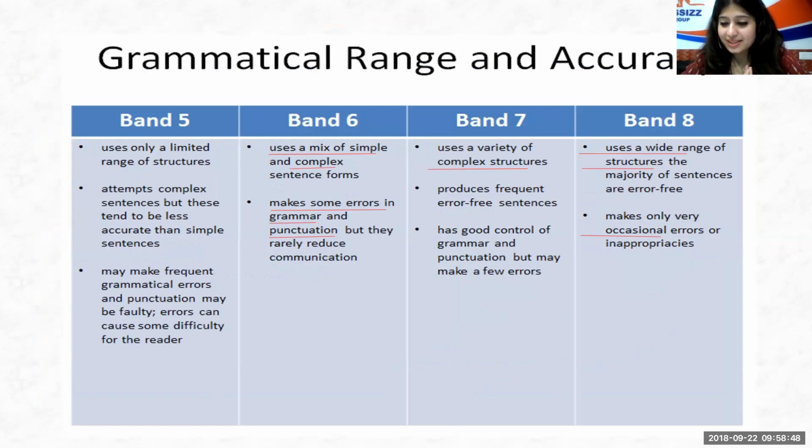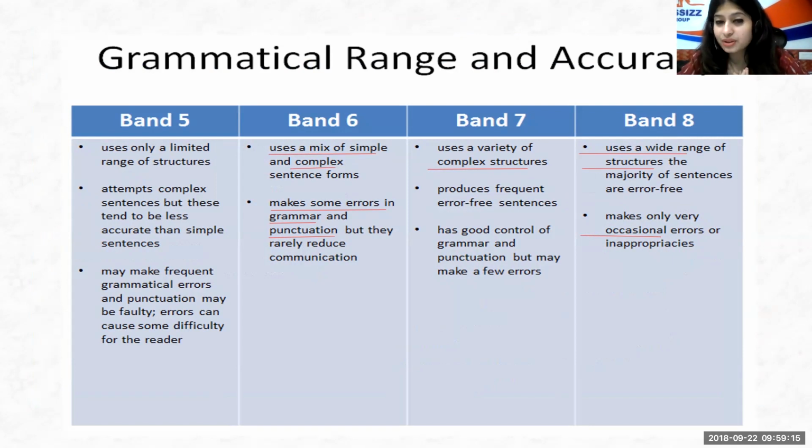A lot of essays get a lot of comments: the grammar is wrong, there is lack of grammatical range, there is lack of accuracy. If you see for a band 6, a band 7 and a band 8, you can notice that they say use a wide range of structures and stuff like that. But what are these wide range of structures? What do you mean by grammatical range? Basically, grammatical range and accuracy are two different terms.